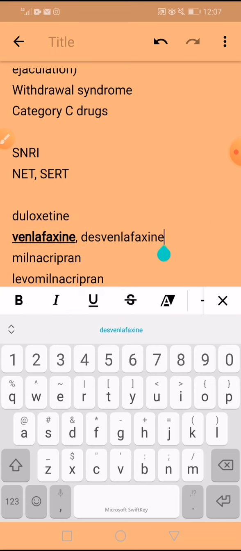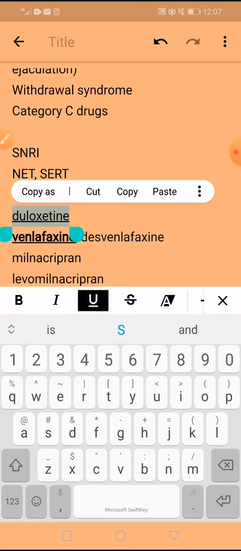So it's comparatively safer in someone who has hepatic impairment. Whereas duloxetine undergoes significant hepatic oxidative metabolism and therefore dosage adjustment is indicated in someone who has hepatic impairment. Secondarily, rarely but definitely duloxetine can be hepatotoxic. Okay.